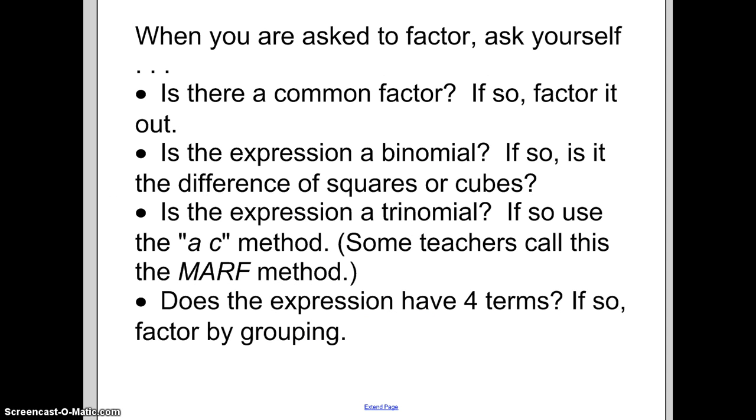When you're asked to factor a problem, you need to ask yourself the following questions. You need to first look for a common factor. Then you need to look at the problem and decide if it's a binomial. If it is, then it could be the difference of squares or the difference of cubes. If it's a trinomial, then we will use the AC method, or some teachers call it the MARF method, which we'll look at later. And finally, if it has 4 terms, then we're going to factor by grouping. Please pause the video if you need extra time to write this down.